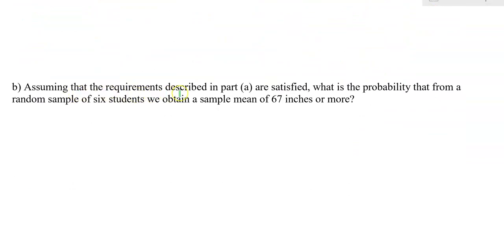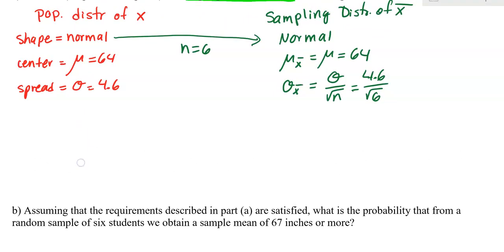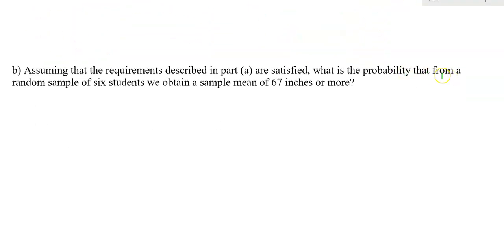Part B says, assuming that the requirements describing part A are satisfied, that means we have this information for part A. What is the probability that from a sample of 6 students, we obtain a sample mean of 67 inches or more? So now notice that the question is about x bar being 67 inches or more. So then we're going to answer this question using the distribution for x bar, not just simply heights, but the average of heights based on samples of 6.